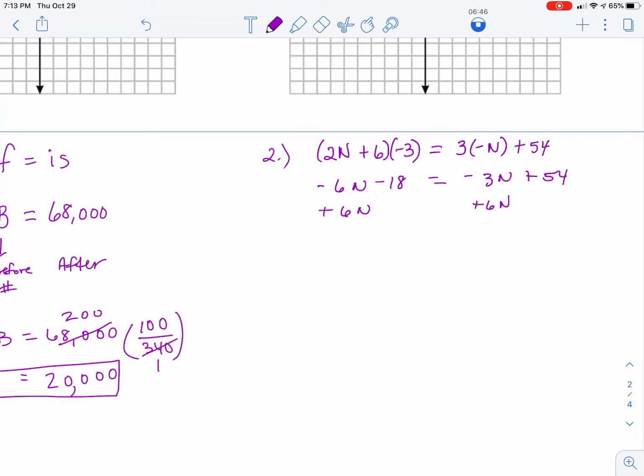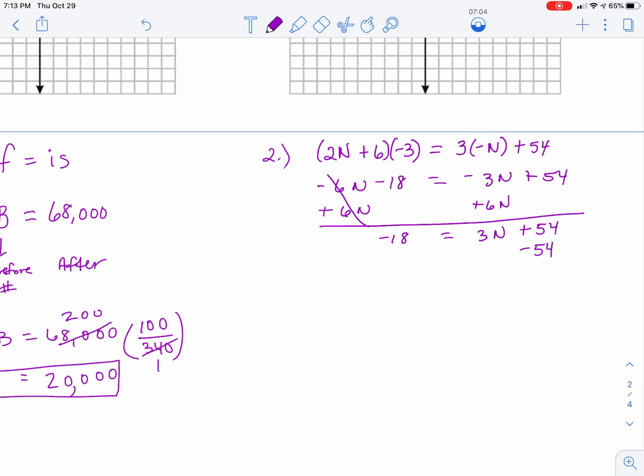It wouldn't matter which one I move. I could have moved the 3n over to the other side. But the reason I want to do this is it'll keep my n positive. It doesn't really matter. We can always rectify that at the end. If you end up with a -n, we can still work that through as well.